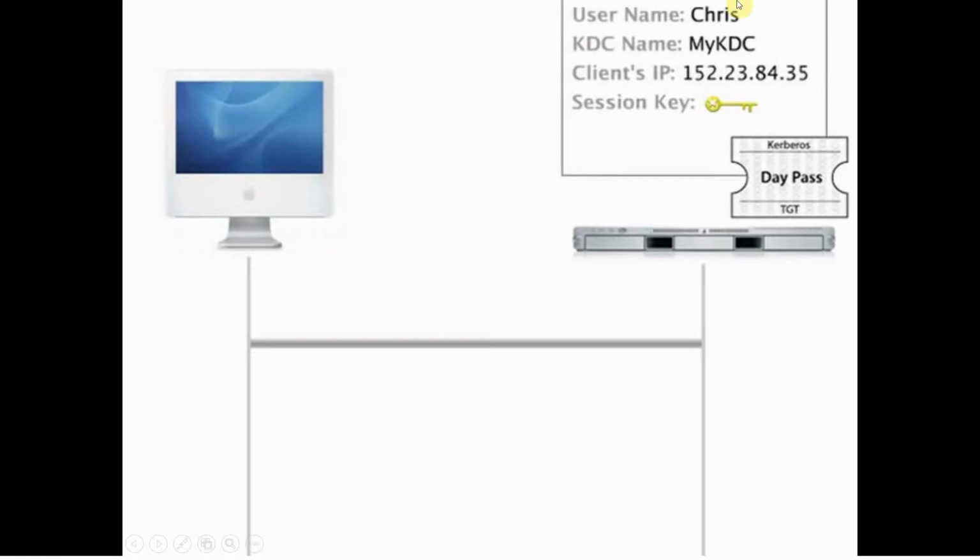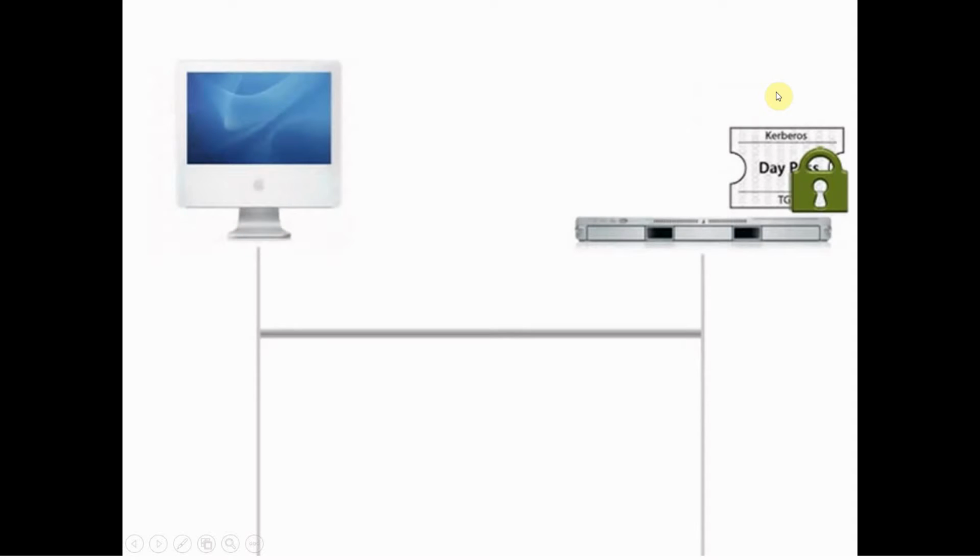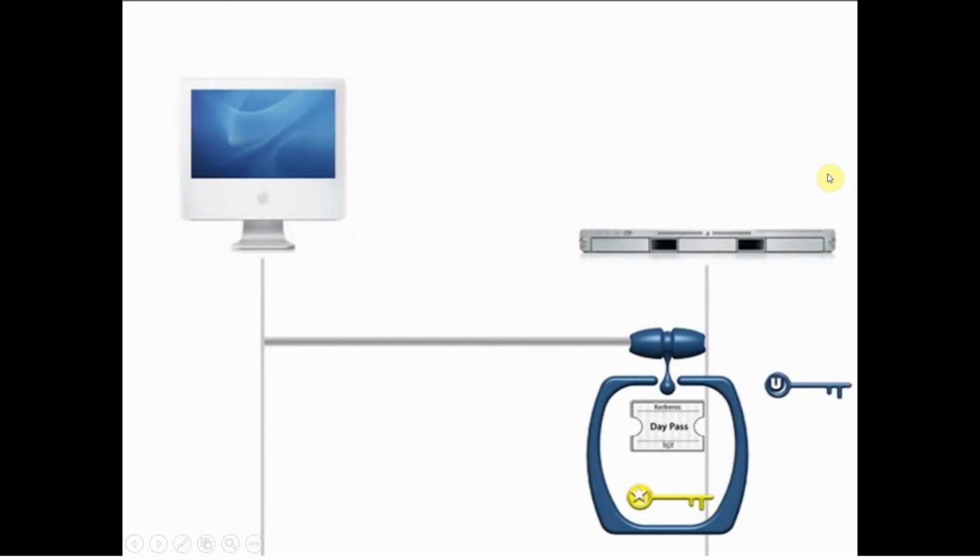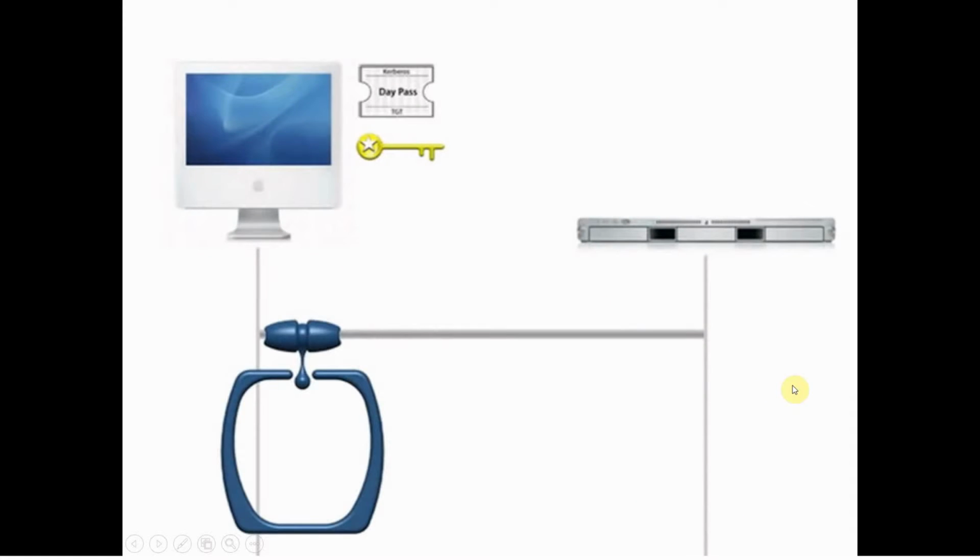So, after the TGT is created, the TGT is encrypted using the KDC's private key, and a packet is created which contains the TGT and the session key, and this packet is encrypted using the user's private key. And when the packet reaches the user, the password that he entered to connect to the network is used to decrypt the packet, and the TGT and the session key are retrieved.